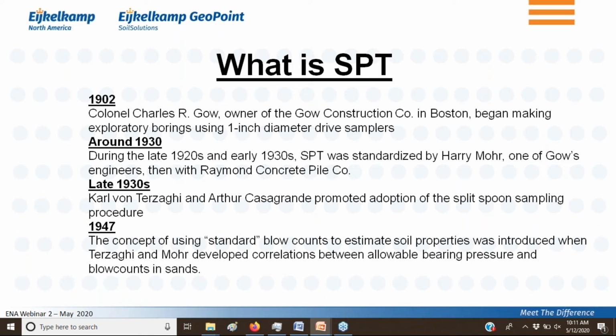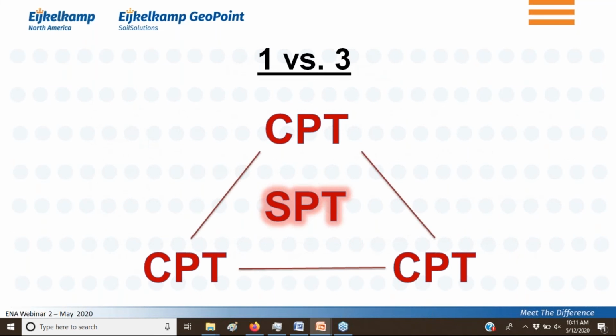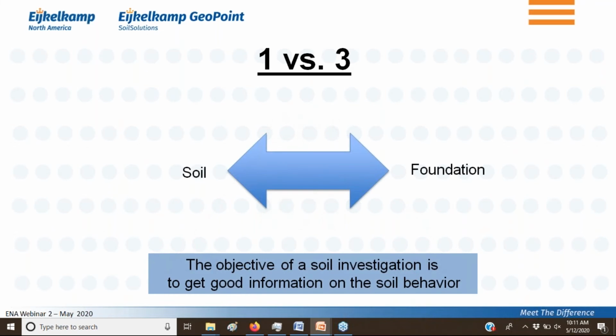So now you know what CPT is, you know a little bit what SPT is, and let's now look at those two methods side by side. The first characterization that I would like to use, I want to call it 1 versus 3. On this screen, you see a graphical representation to illustrate that point. You have 1 SPT and you have 3 CPTs. And what do I mean by that?